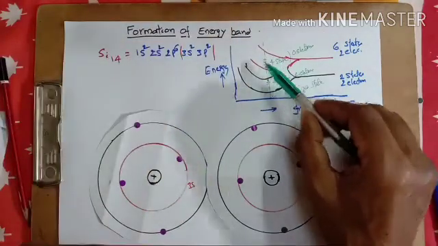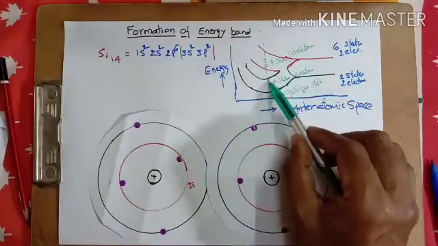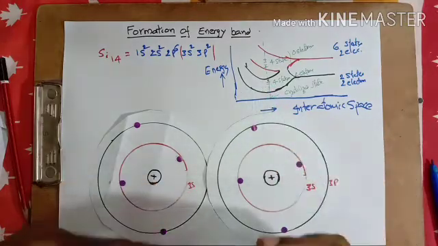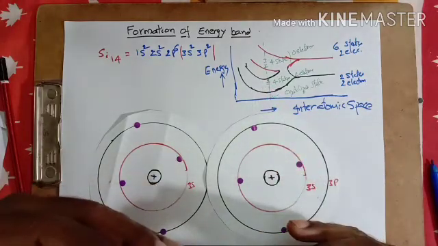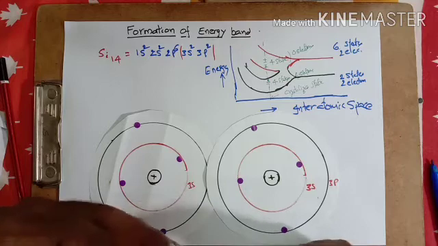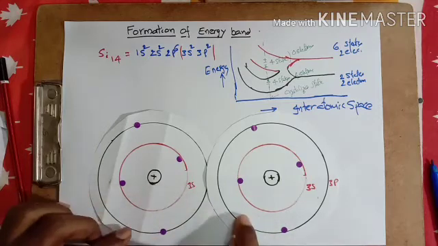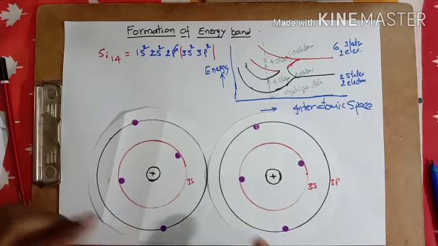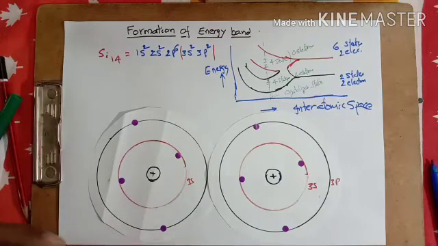This is called the conduction band. And below this is called the valence band, where all 4n energy states are already filled with electrons. So what happens when they come closer to one another? So what is happening to these electrons?